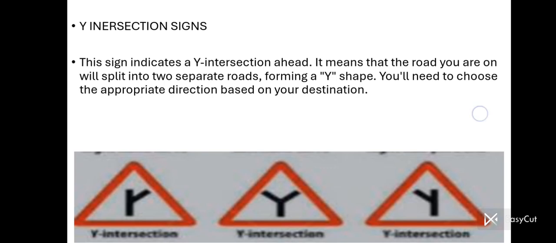Now all these three signs here are known as Y intersection signs. These signs indicate a Y intersection ahead. It means that the road you are on will split into two separate roads, forming a Y shape. You need to choose the appropriate direction based on your destination. This is the first Y intersection, this is the second Y intersection, and this is the third Y intersection.